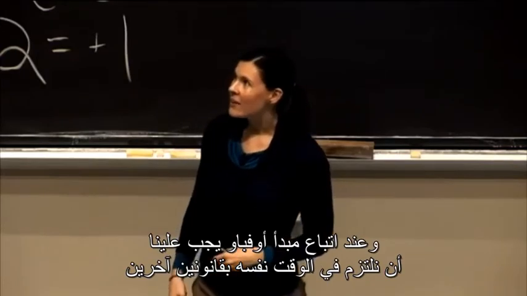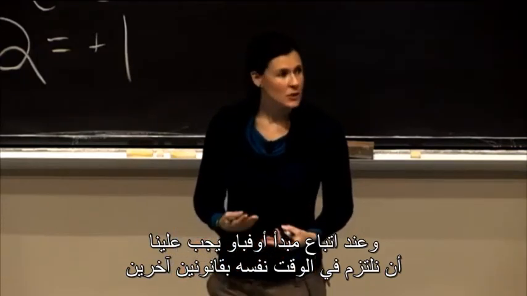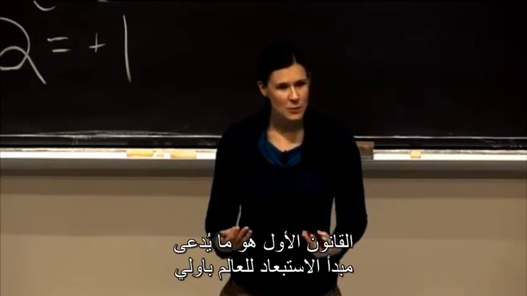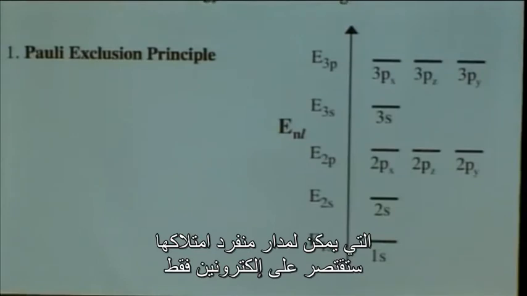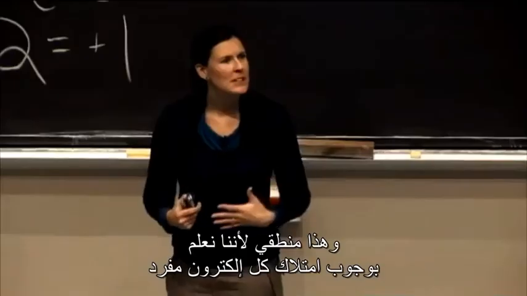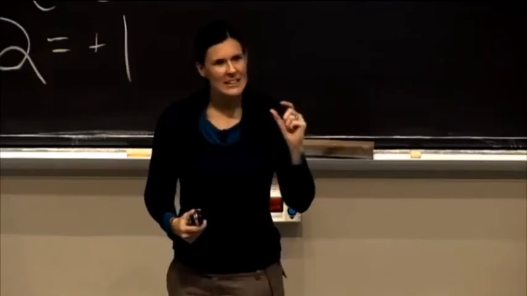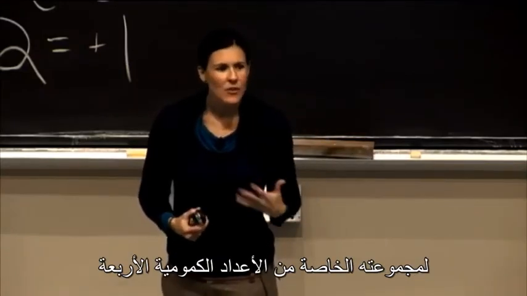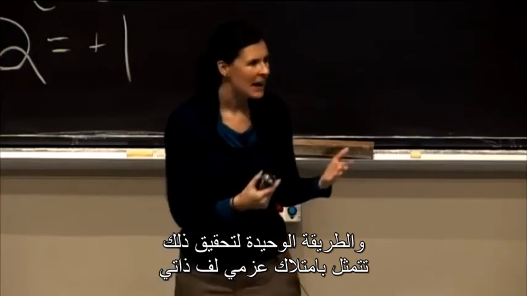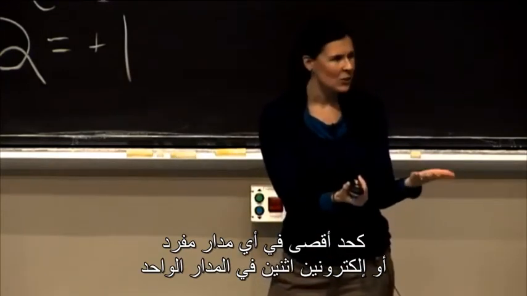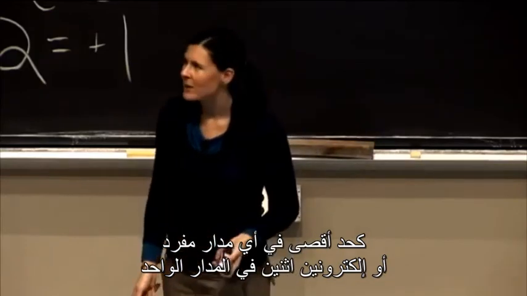And when we follow the Aufbau principle, we have to follow two other rules. One is the Pauli exclusion principle. We discussed this on Wednesday. This is just the idea that the most electrons that you can have in a single orbital is 2 electrons. That makes sense because we know that every single electron has to have its own distinct set of 4 quantum numbers. The only way that we can do that is to have a maximum of 2 spins in any single orbital, or 2 electrons per orbital.